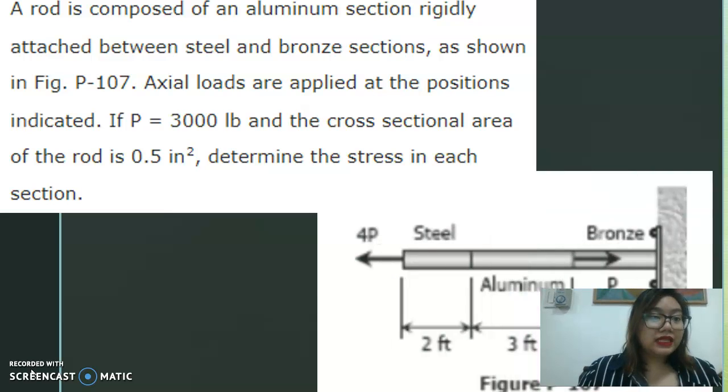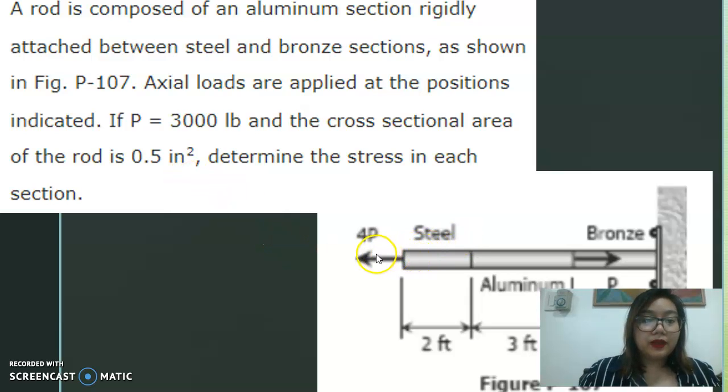The problem stated that a rod is composed of an aluminum section rigidly attached between steel and bronze sections, as shown in the lower right side of the screen. Axial loads are applied at the positions indicated. If P is equal to 3,000 pounds and the cross-sectional area of the rod is 0.5 inches squared, determine the stress in each section.